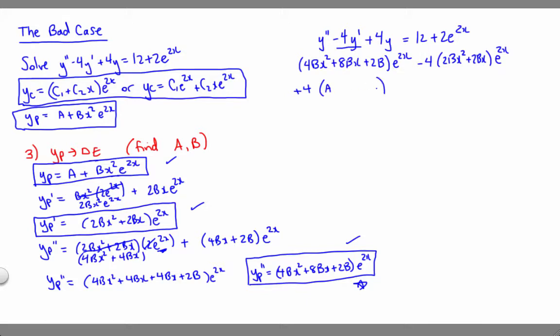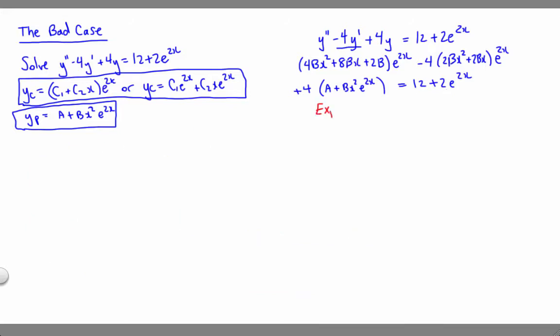We definitely need brackets here so that all of yp gets multiplied. So it's a plus bx squared times the exponential. The a is not multiplied by the exponential. And all this stuff is equal to 12 plus 2 e to the 2x. Our plan over the next few steps is to expand the left side, and we're going to collect like terms. So let's multiply everything in the first set of brackets by the exponential.